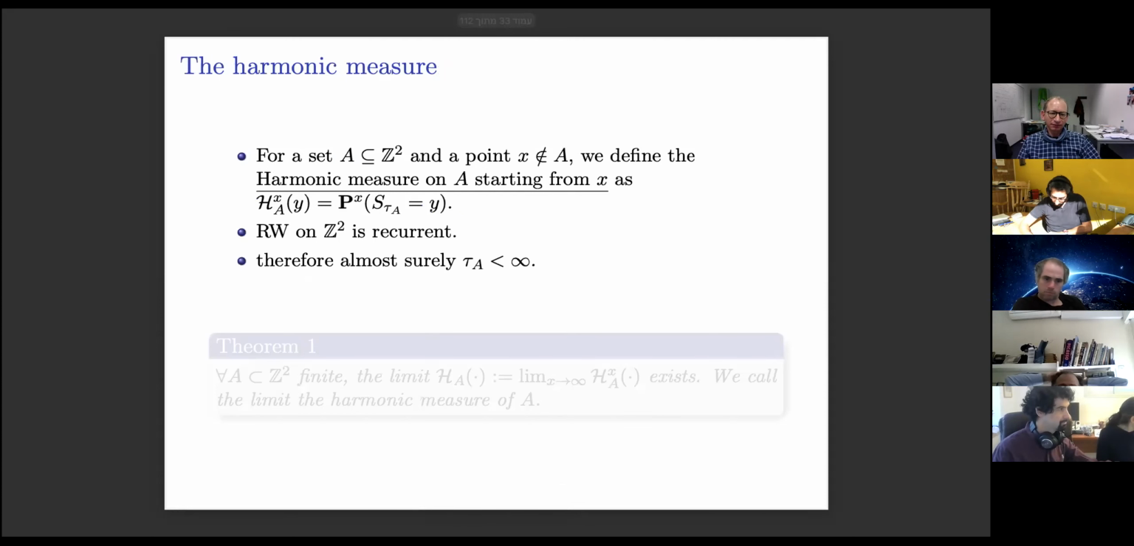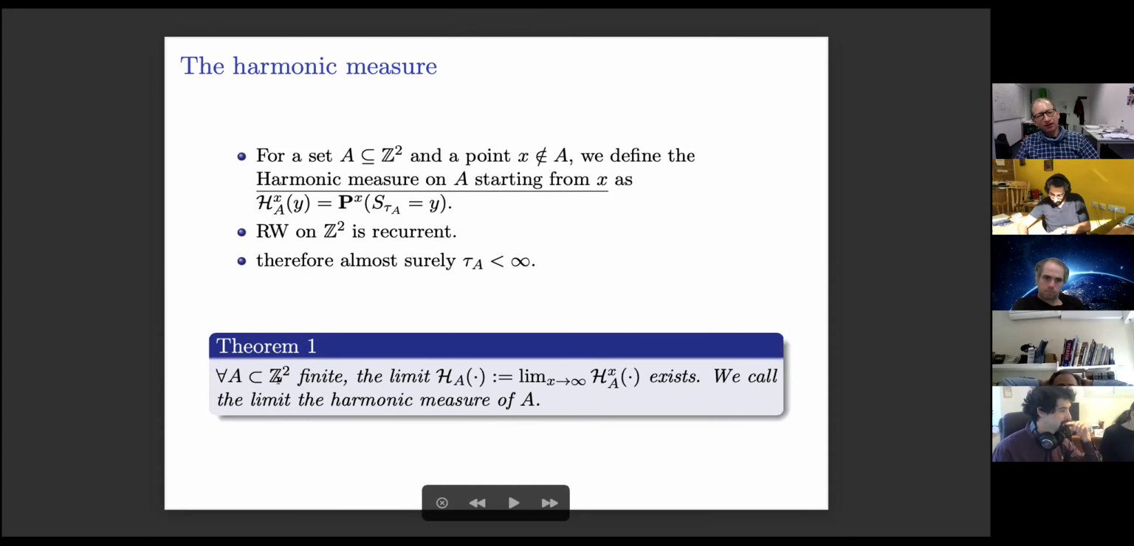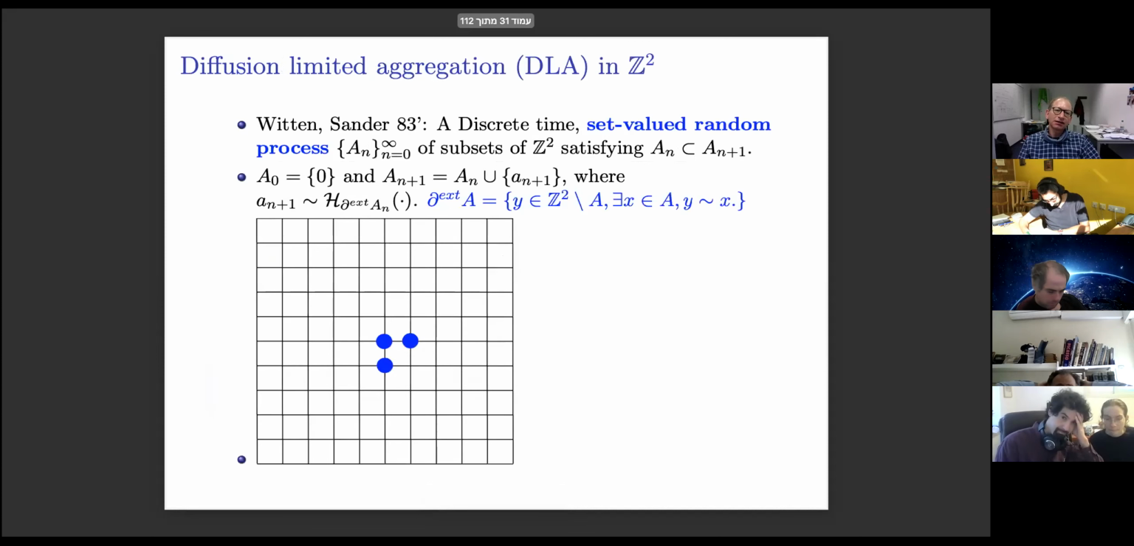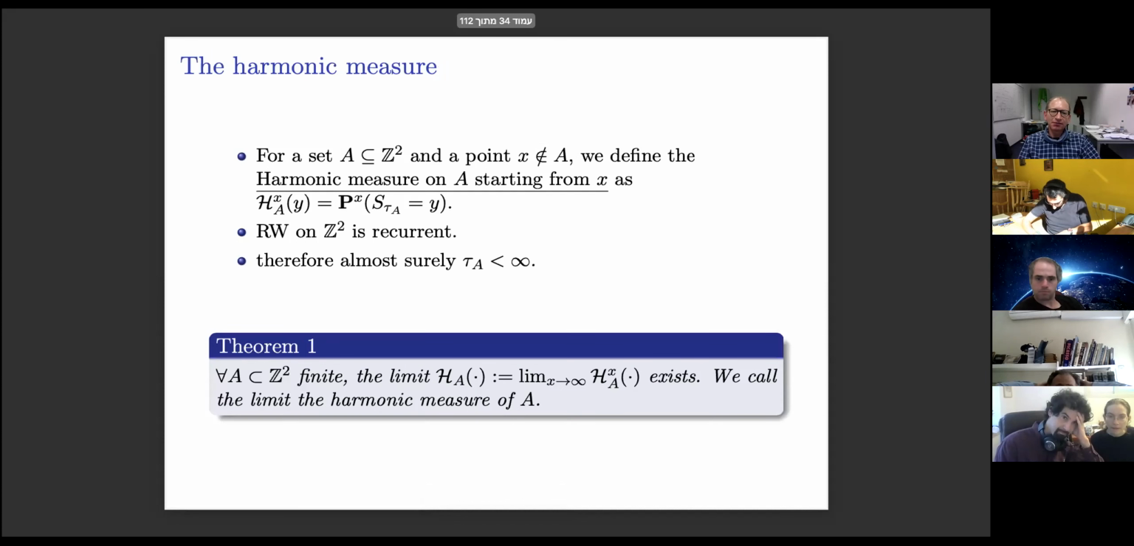And a not so difficult theorem says that for every finite set A in Z^2, if I look at the hitting distribution starting from a far away point X, this limit exists as the absolute value of X goes to infinity. And this limit is called the harmonic measure of A. So now we have defined the harmonic measure of A. And what we do every time is that we add a particle based on the harmonic measure.